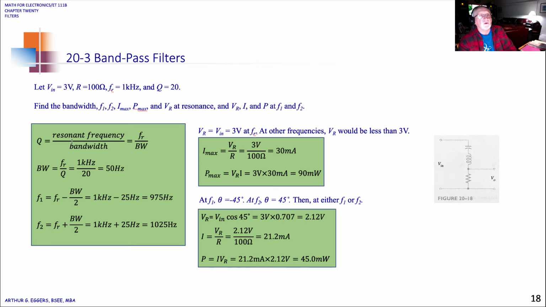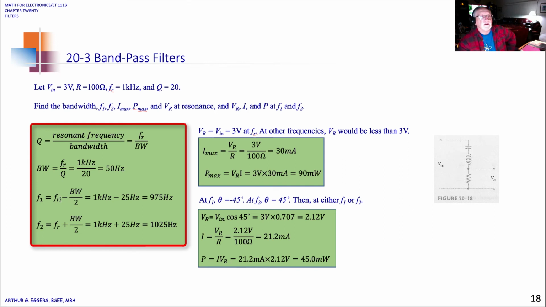So looking at our relationships, we haven't used these before, so we're going to go ahead and implement them. Q, as I said, is the ratio of the resonant frequency to the bandwidth. We can move these terms around then to solve for the bandwidth from the Q, since we were given Q and the resonant frequency. 1 kHz over 20 gives us a bandwidth of 20 Hz. So we've got a pretty narrow bandwidth.